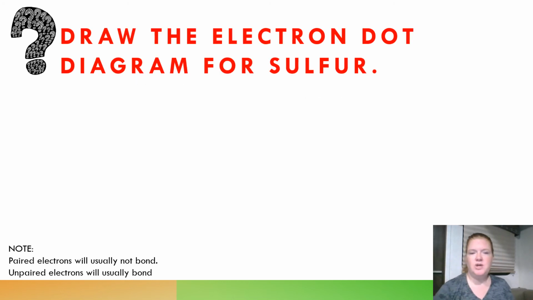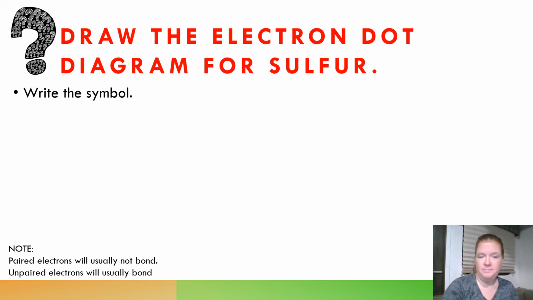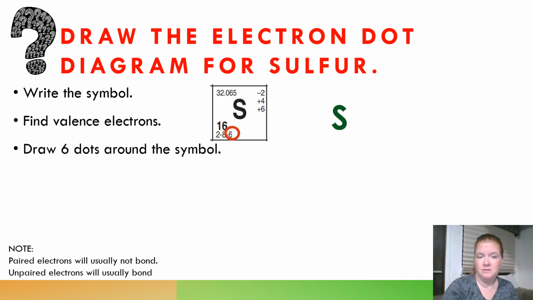So draw the electron dot diagram for sulfur. Write the symbol. Find the valence electrons. Draw 6 dots. So like this, ready? 1, 2, 3, 4. Each side gets one before I pair them up. 5, 6. So it has 2 pairs. Those won't usually bond, but 2 unpaired. Those are the ones that usually bond. So sulfur can form 2 bonds.